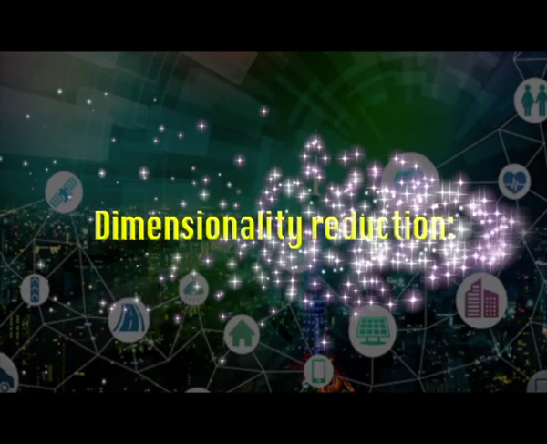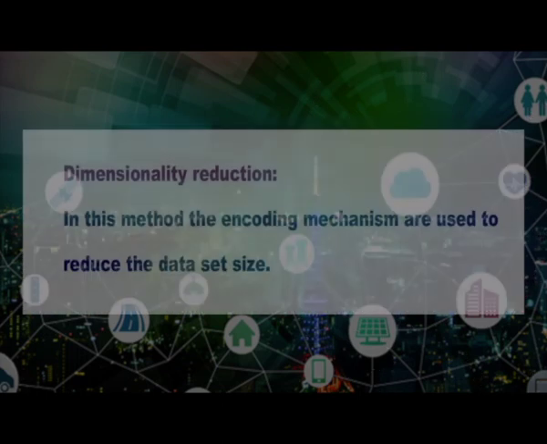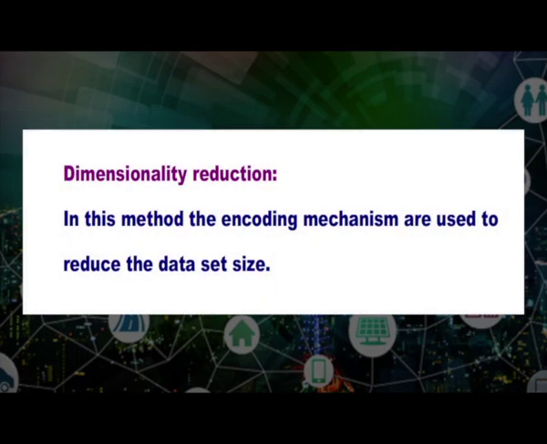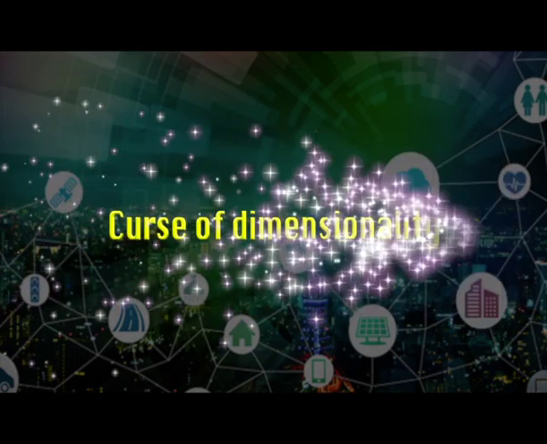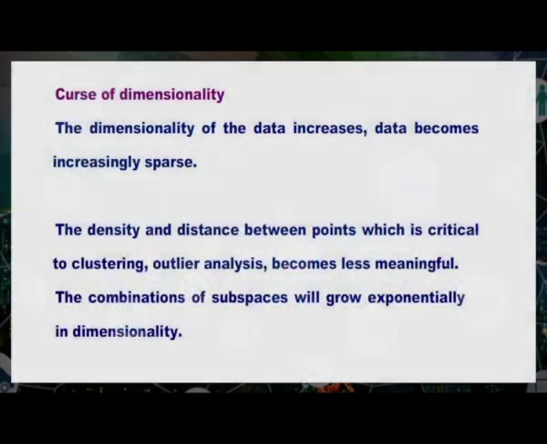The third technique is dimensionality reduction. In this method, encoding mechanisms are used to reduce the data set size. Curse of dimensionality: as the dimensionality of the data increases, data becomes increasingly sparse. The density and distance between points, which is critical to clustering and outlier analysis, becomes less meaningful. The combinations of subspaces will grow exponentially with dimensionality.